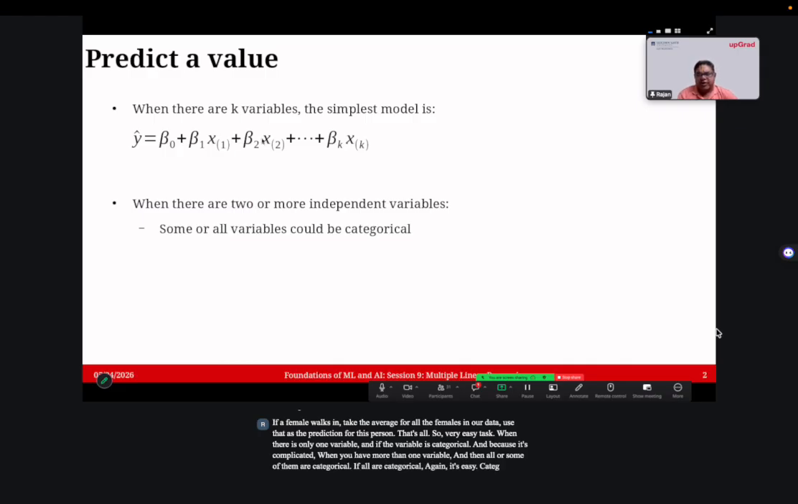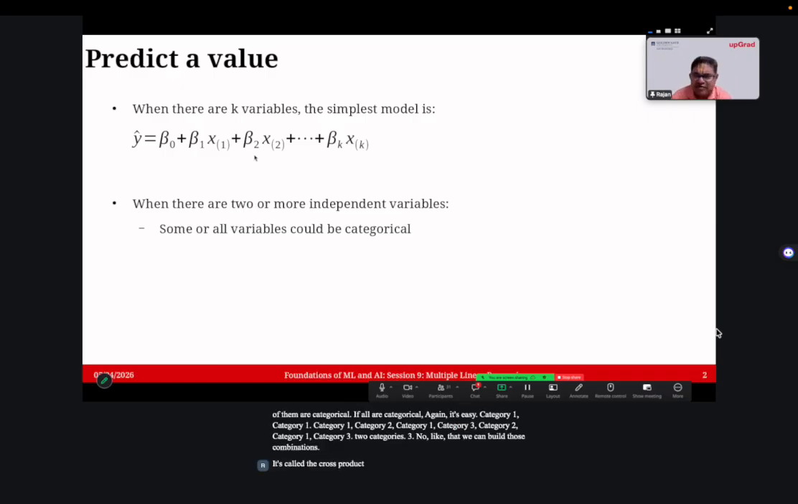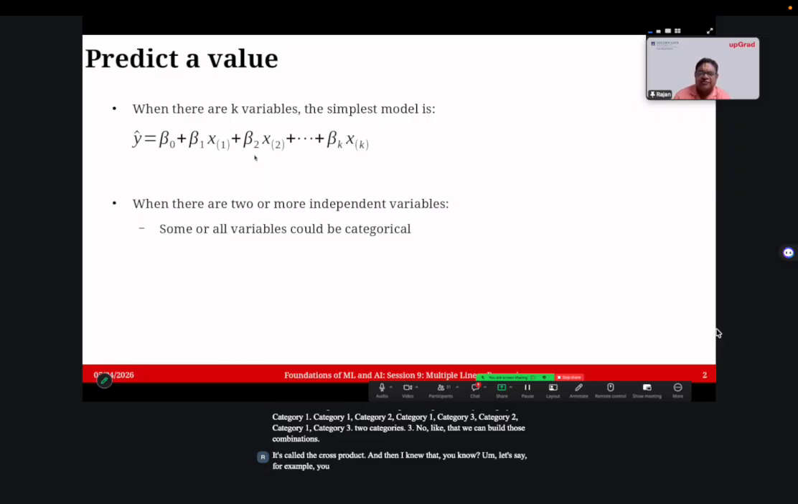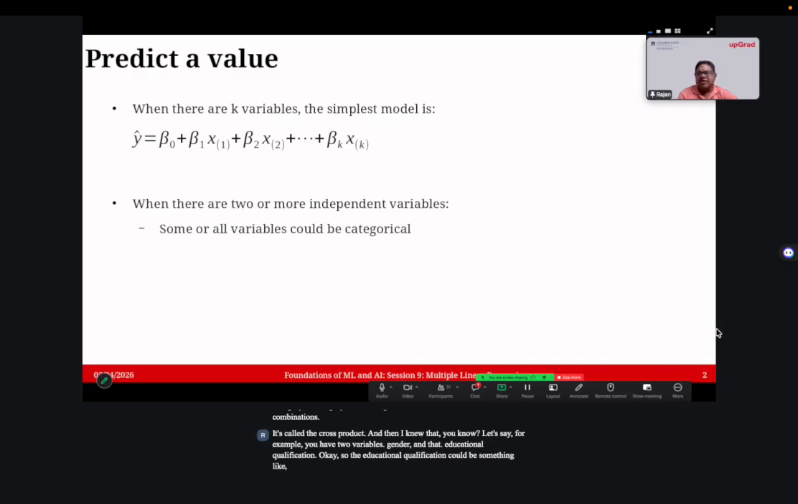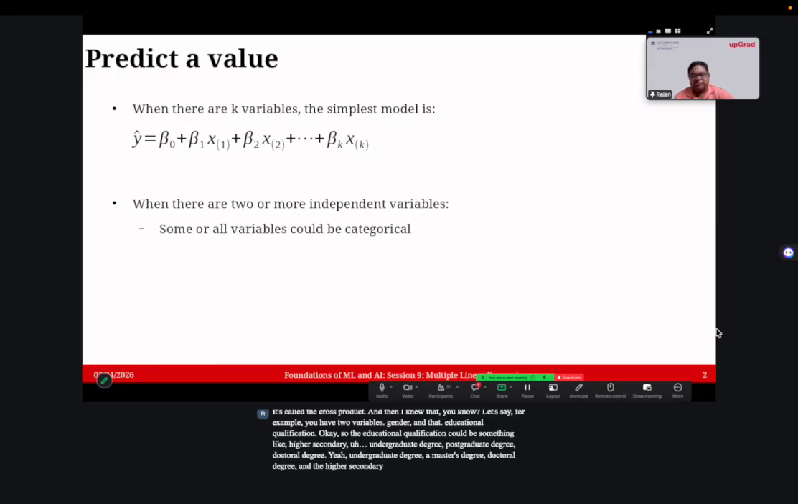Category 1 with category 1, category 1 with category 2, category 1 with category 3, category 2 with category 1, and so on. Like that we can build those combinations. That's called the cross product. Let's say, for example, you have two variables, gender and educational qualification. The educational qualification could be something like higher secondary, undergraduate degree, master's degree, doctoral degree. So 4 categories.